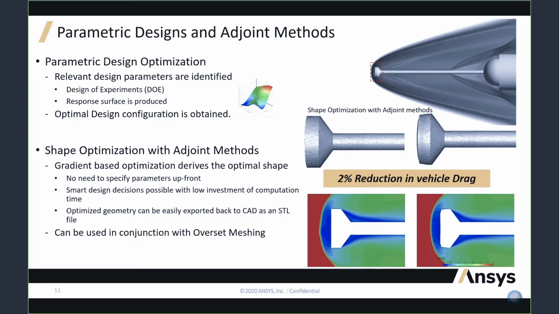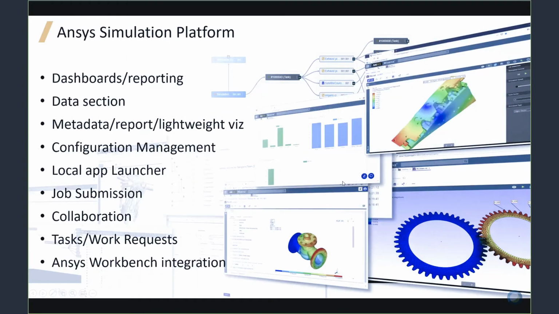In this example shown here on the right-hand side, we have an aerospike that was modeled using the overset meshing technology. And then the adjoint method was used to optimize the shape of the disk itself. Here it is showing the original shape, and then here's the optimized shape. And we found that there was a 2% reduction in vehicle drag just by optimizing the shape of the disk itself. So it's a very, very powerful tool that can be used for a lot of different applications.